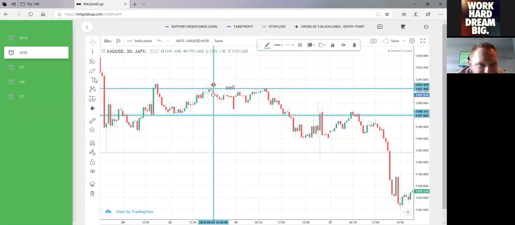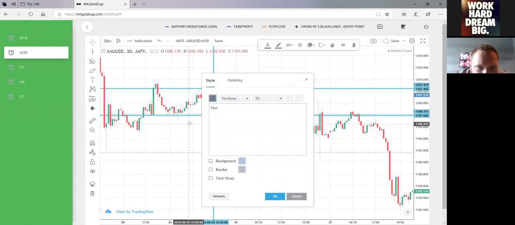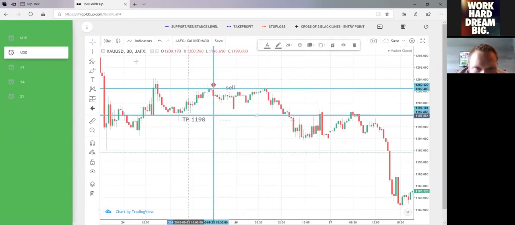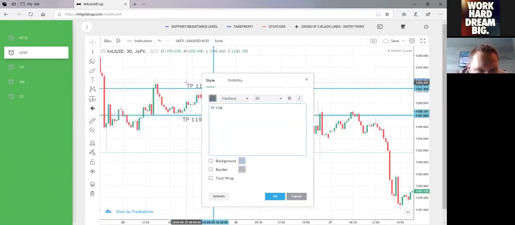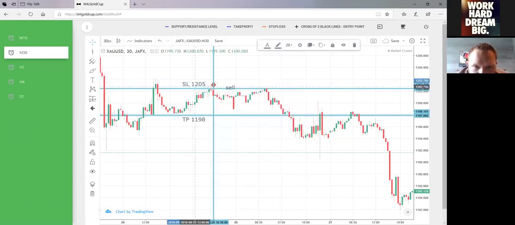And then it's going to actually say, for instance, TP, which is take profit, TP 1198. So this is exactly what it'll look like. And then your stop loss, SL, there it goes. And for example's sake, we'll do stop loss 1205, all right? So let me zoom in just a little bit.